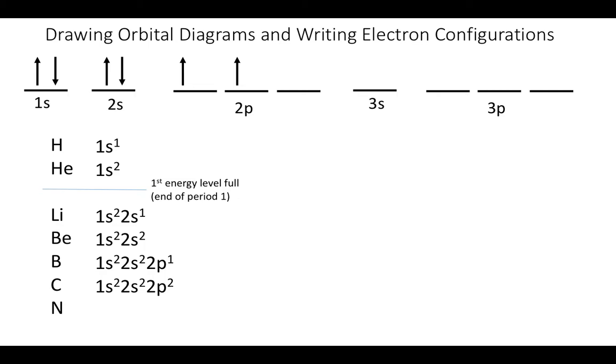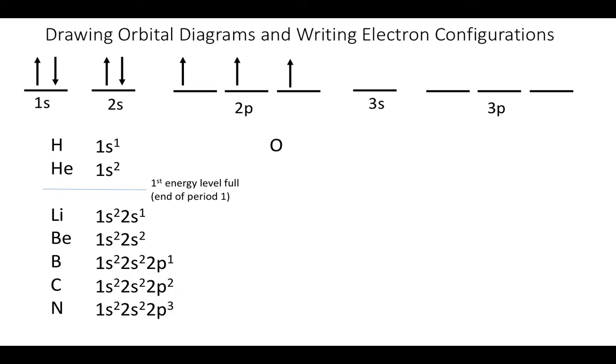Nitrogen's 7th electron. Where is it going to go? According to Hund's rule, it's going to be in the 3rd orientation by itself with an up spin. Nitrogen's electron configuration is 1s2, 2s2, 2p3, because there are 3 electrons in the 2p orbital.